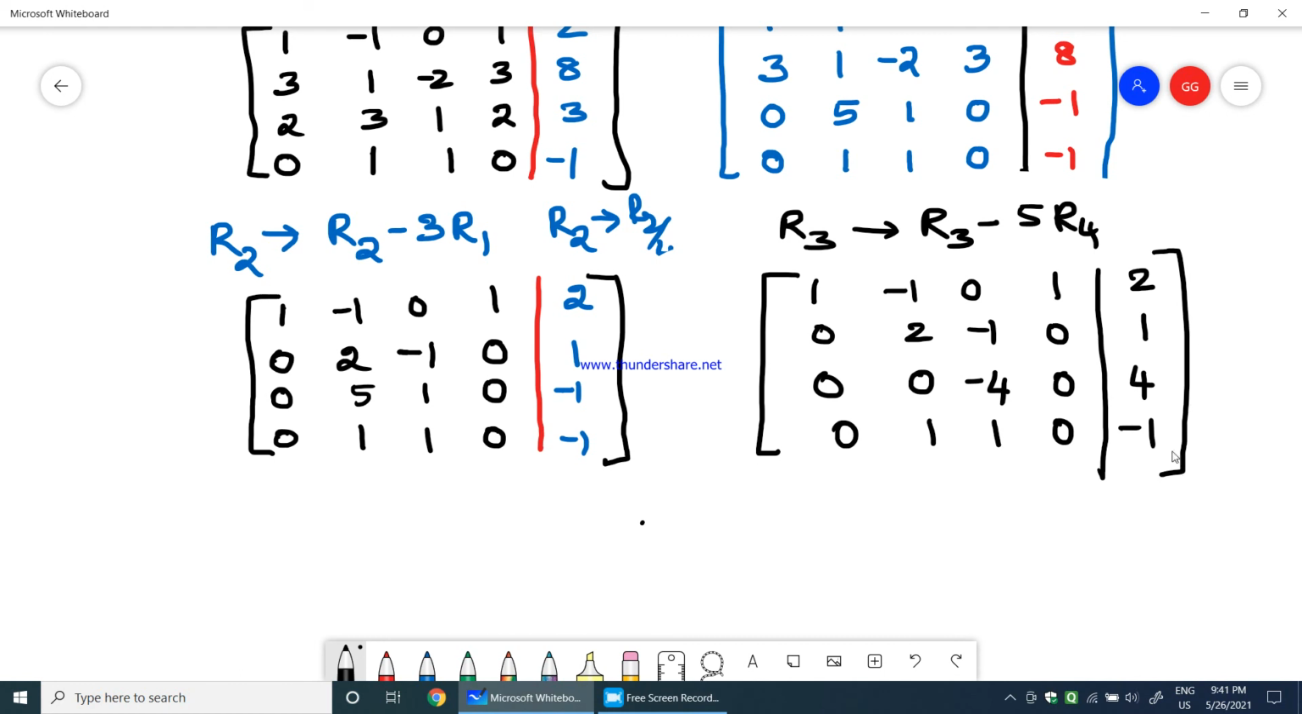Okay, if you see row 3, I can easily say row 3 can be divided by 4. So I'll divide it by 4. Once I divide by 4, this becomes minus 1 and this becomes 1. Okay. Now, what else can we do here?